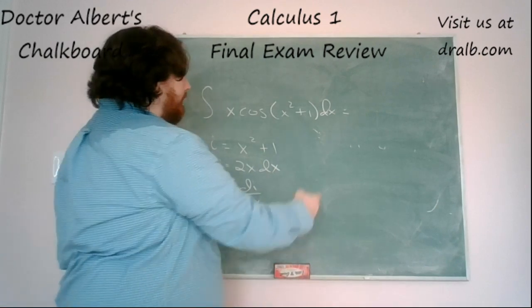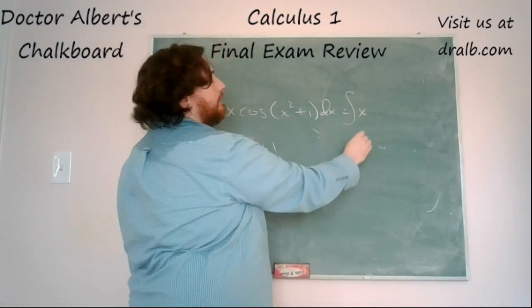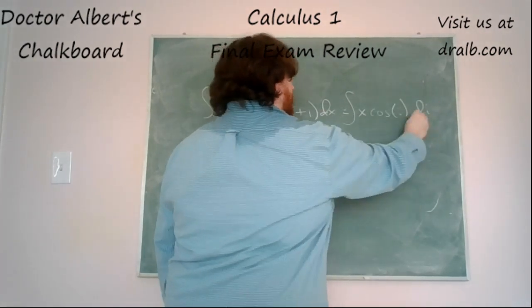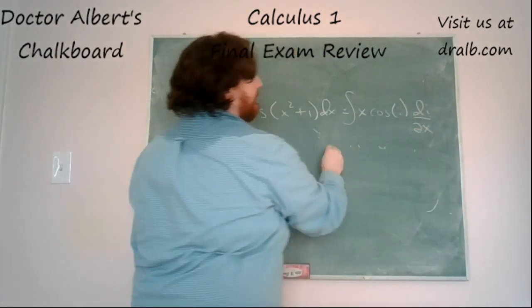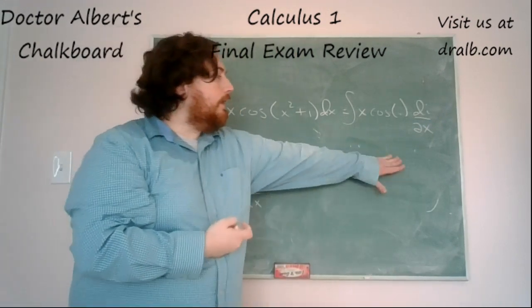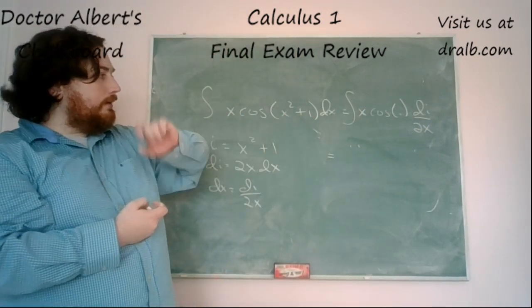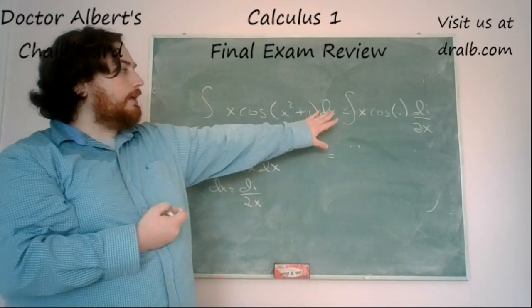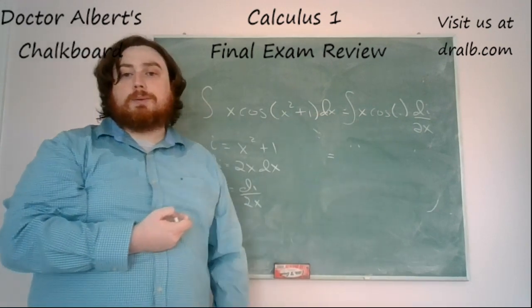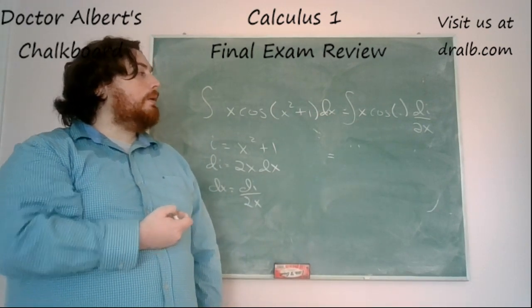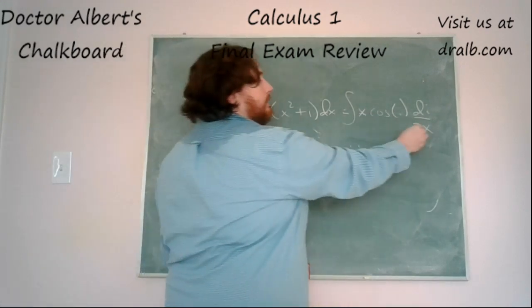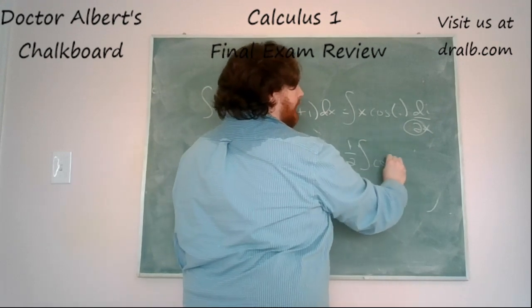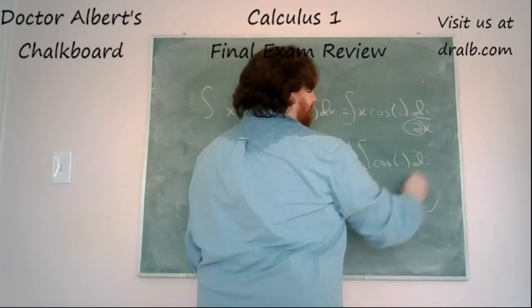And what I end up with is the integral of x, which I'm going to leave alone, cosine of i, di over 2x. So again, the x wasn't part of the i or the dx. I left it alone. The cosine stays the same. The inside I put in i, and instead of dx, I get di over 2x. What I end up with then is the x's cancel, and I'm going to have this 2. So I'm going to pull it out as a 1/2. So I get 1/2 times the integral of cosine of i di.